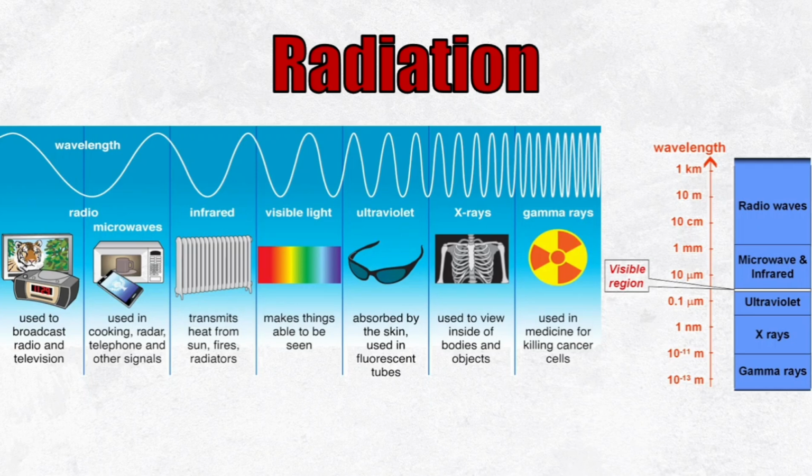So here we can see the radiation spectrum. The radiations which are in the band of 10 to the power minus 13 to 10 to the power minus 11 meters are known as gamma rays, and in between 1 nanometer to 10 to the power minus 11 nanometers, those are X-rays, and 0.1 micron to 10 microns are known as ultraviolet rays. Then 10 micron to 1 mm are known as microwave and infrared rays, and the wavelengths above 1 mm are known as radio waves. Okay, so you can see applications of various wavelengths in this image.